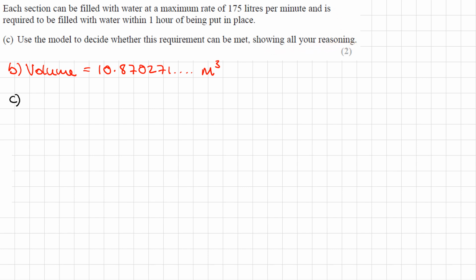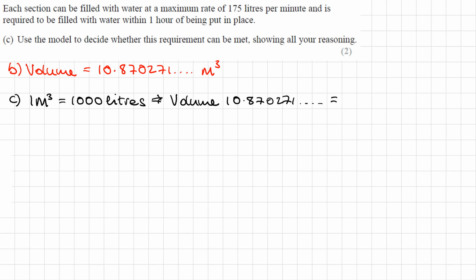Well, the first thing is that 1 metre cubed is equal to 1,000 litres. So the volume that we have of 10.870271, if we times that by 1,000, we get a capacity of 10,870.271 and so on litres.